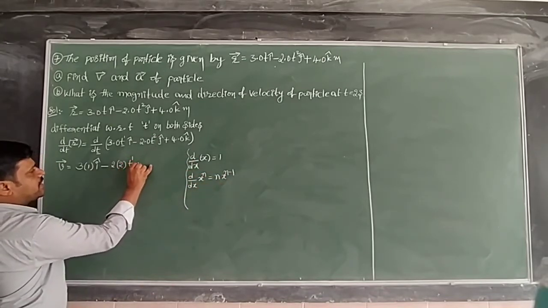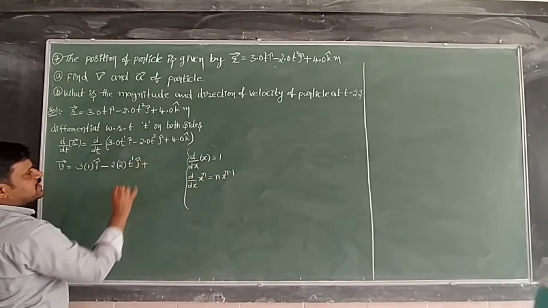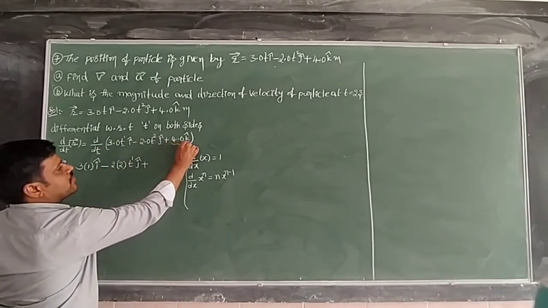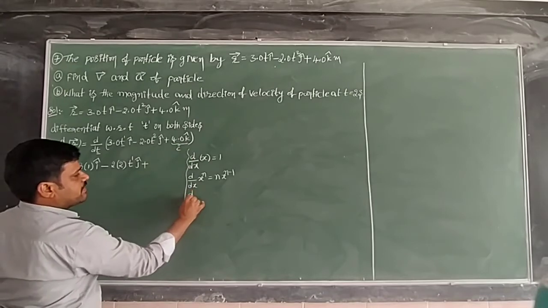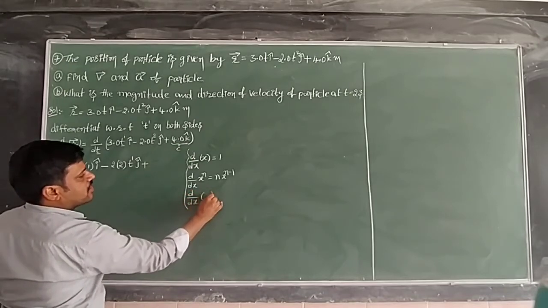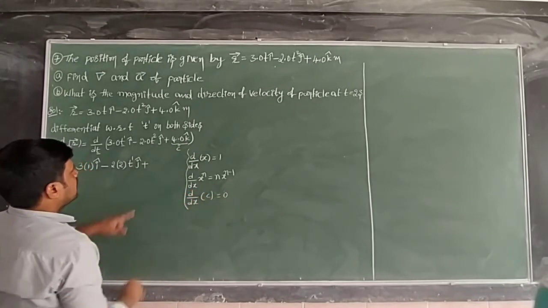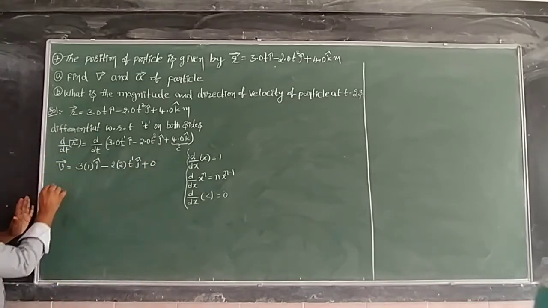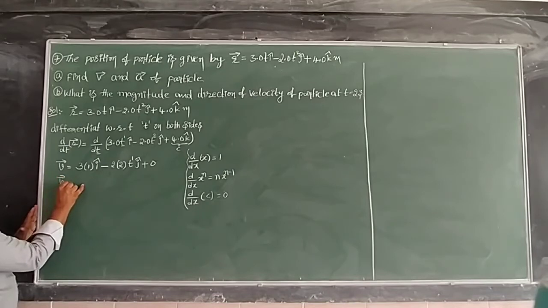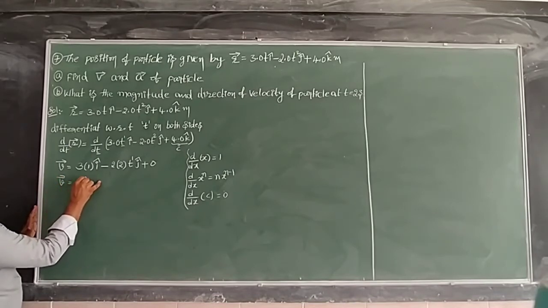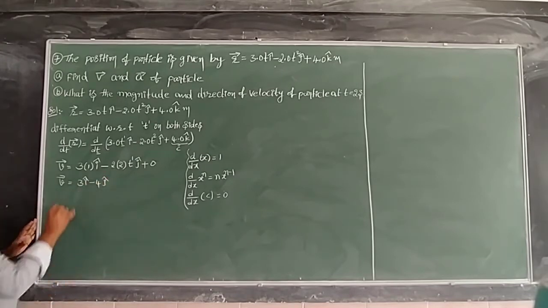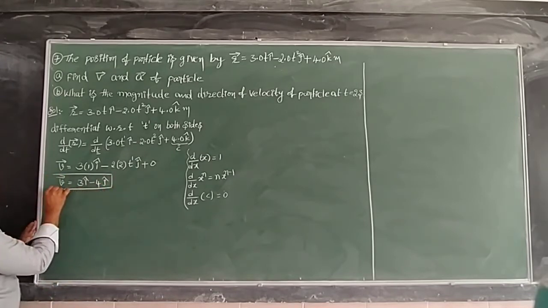So t power 1 into j cap plus, next d by dt of this, which is completely constant. So d by dx of constant is equal to 0. So velocity v bar is equal to what I got here, that is 3 i cap minus 4 j cap. So this is nothing but the velocity vector.